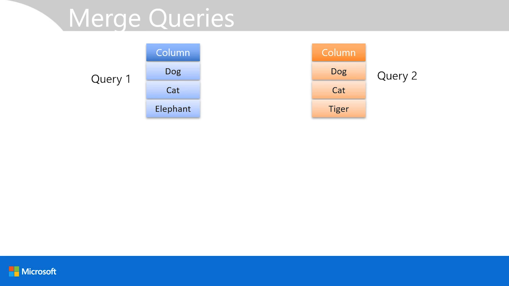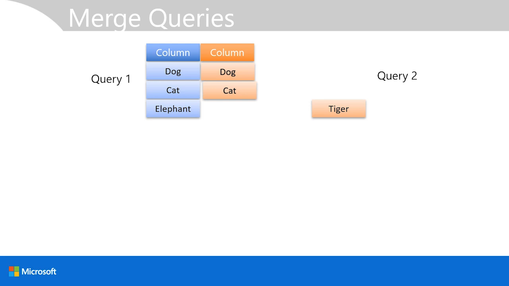So we have two queries here. They both have the exact same column names, just called column. And we can see that there are animals in there. We got in query 1 a dog, cat, and elephant. And in query number 2, we've got a dog, cat, and tiger. So we see there are some overlaps between these two data sets and some differences. So that's going to be important when it comes to describing the different merges that we can do inside of our queries.